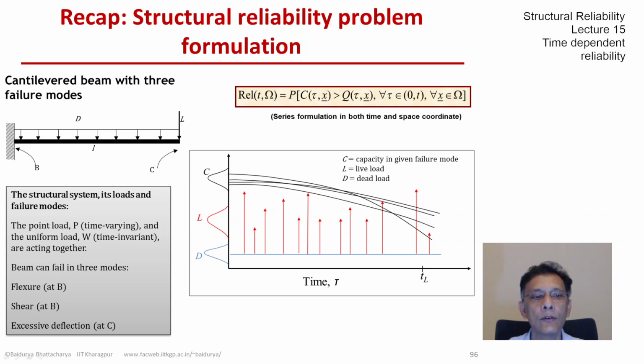So for the structure to be safe, for the structural system to be safe over the entire duration t, over its entire domain omega, the capacity at each time at each of the critical locations has to be greater than the demand for the entire set, so for the entire set of locations and for the entire duration.